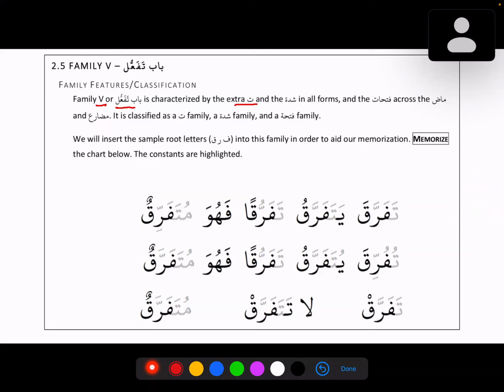So shadda and ta we are going to keep in our mind as markers of this family. Then fathas: we see all fathas across the madi and even the mudari'a. It is classified as ta family, shadda family, and fatha family. So these are the 3 markers we need to remember. Clear, everyone?